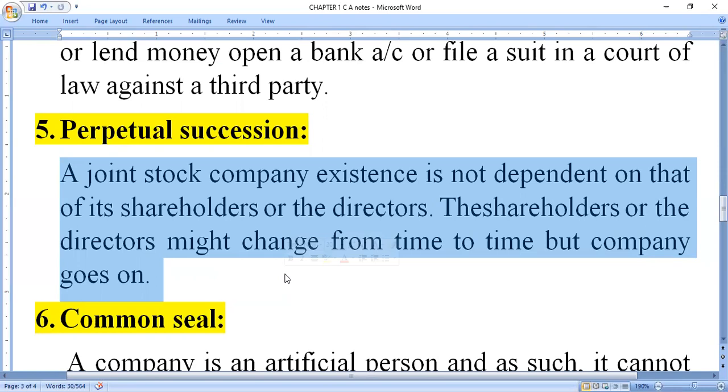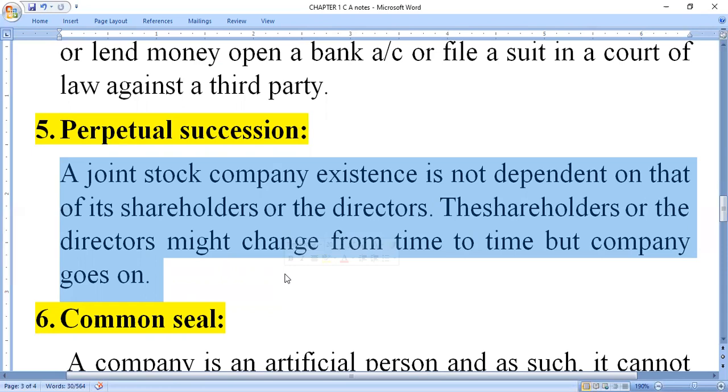So this is what we call perpetual succession. Once again I am repeating, perpetual succession is nothing but the continuation of the company. The continuation of the company does not depend upon the shareholders or the directors of the company. They are changing. Once again, another member moves on to the company's activities.